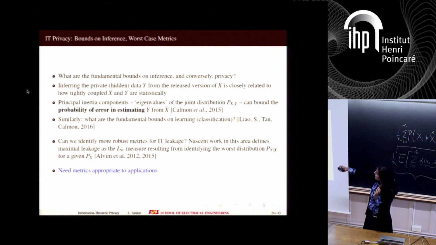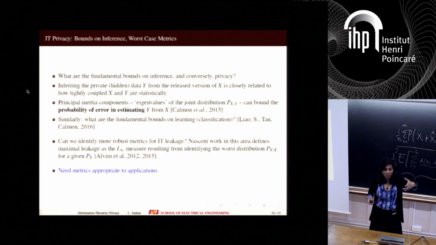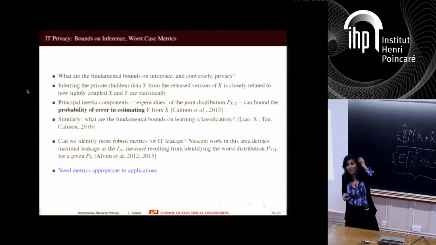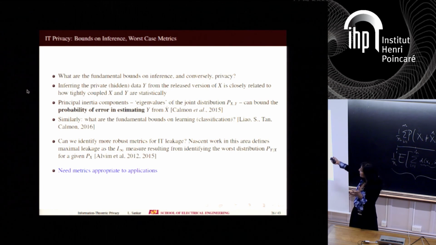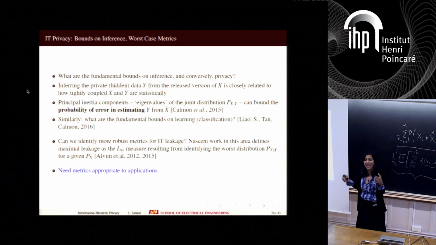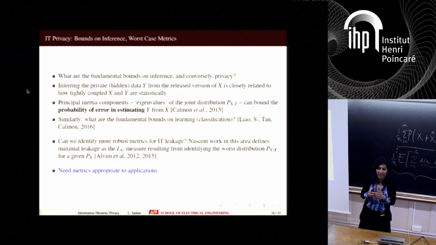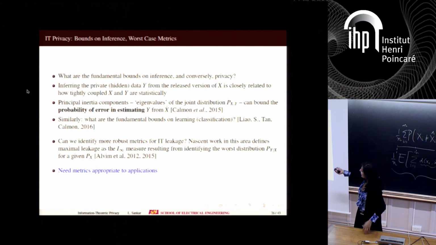All right? So there's been some recent work saying that you have this private data. Suppose you wanted to minimize the probability of error of estimating this data. It turns out the joint distribution of the data tells you exactly what the lower bounds on this error probability are. Okay? So if it's highly correlated data, that bound is going to be really, really low. All right. And then we're also looking at bounds in classification and hypothesis testing. No time to go into it.